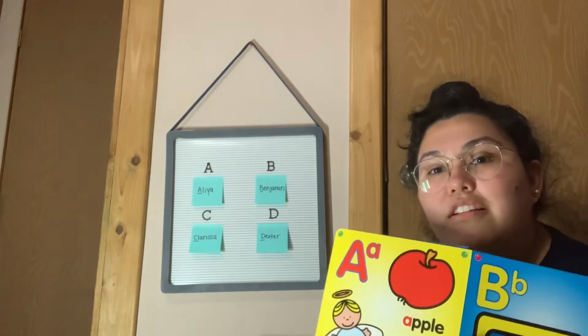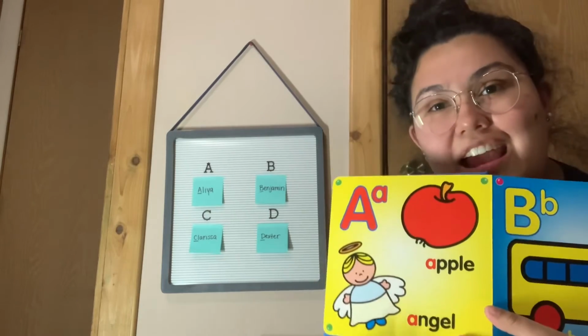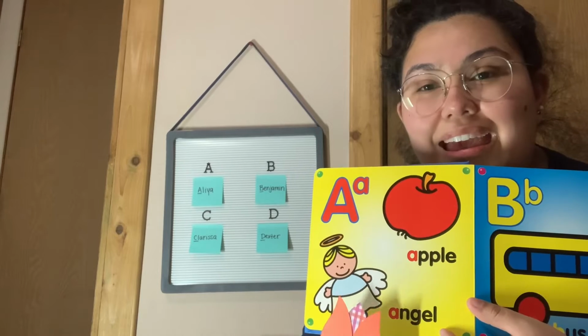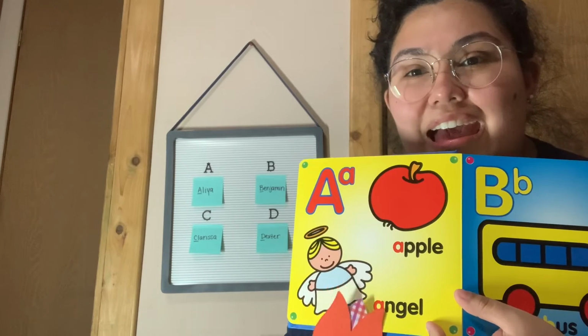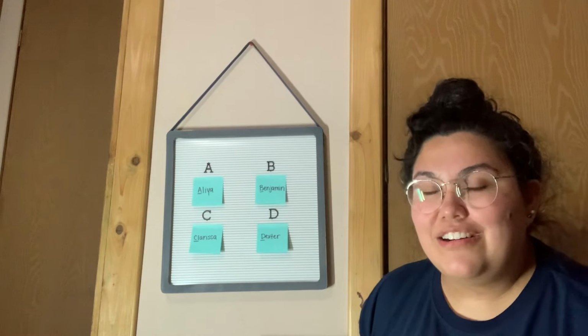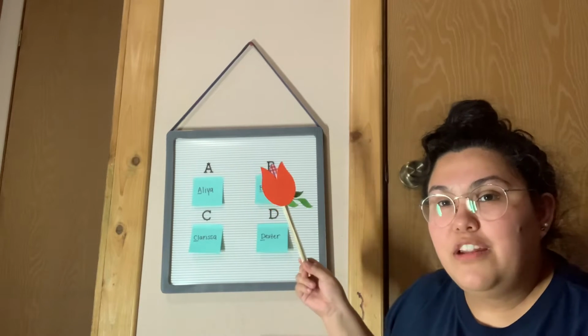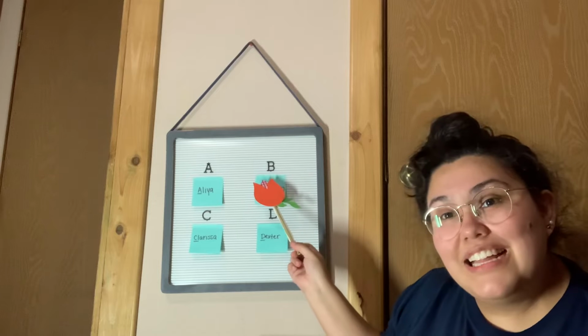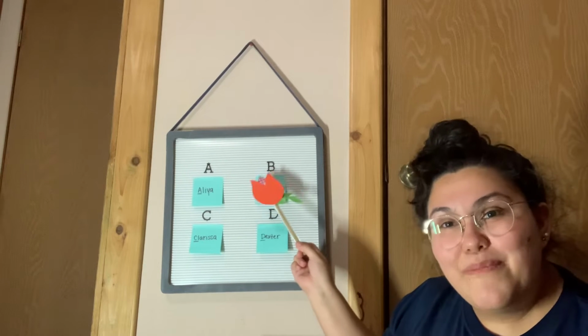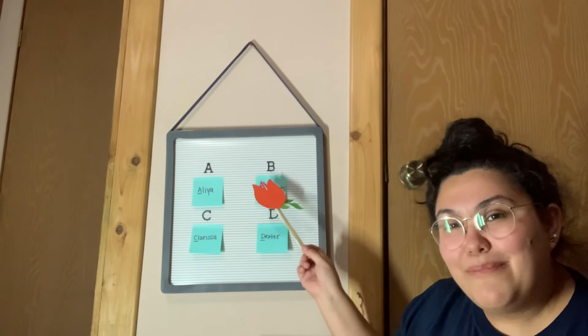Another two things that start with the letter A are apple and angel. Good job, boys and girls. Do we know what this letter is? It's the letter B. Good job.